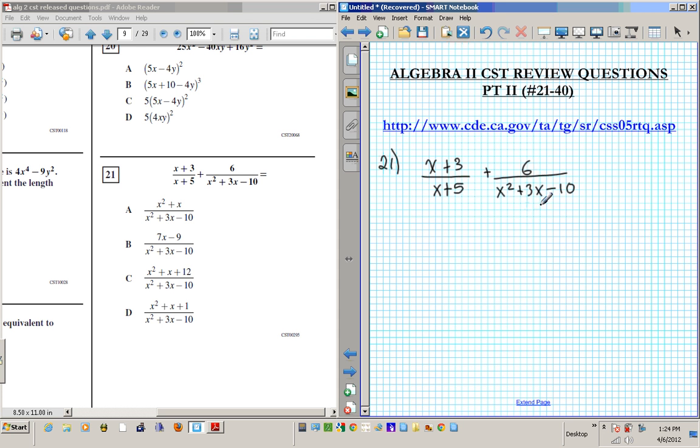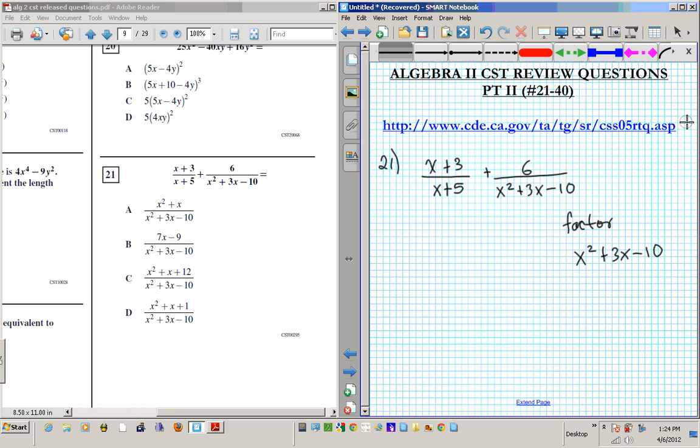Okay, so let's factor this denominator right here. So let's factor x squared plus 3x minus 10. Anytime you have factorable polynomials in the denominator, trinomials, do factor them. Even though it's a binomial or a trinomial, always try to factor the denominators. All right, so let's factor this. I'm going to use the x method to factor this.